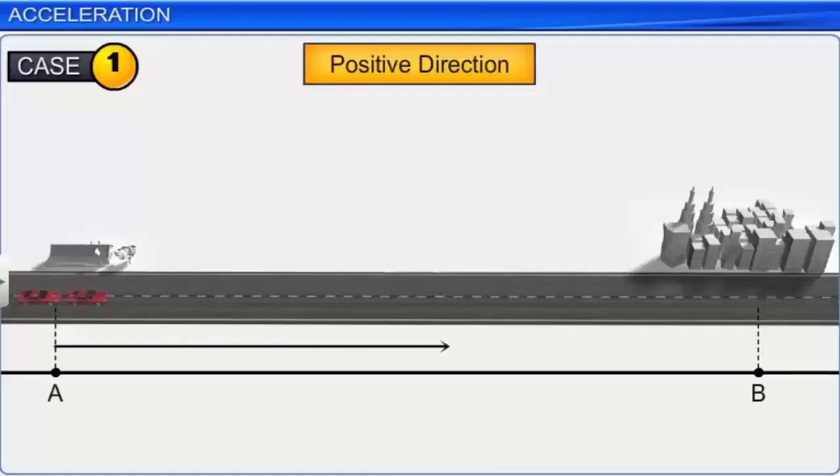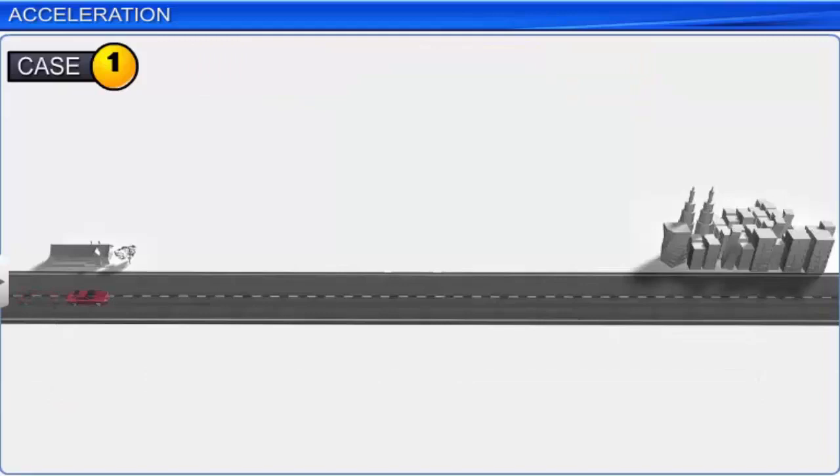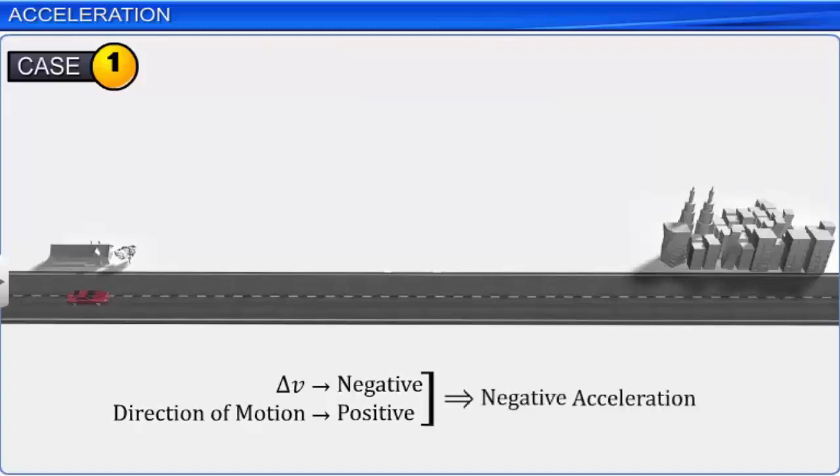That is, from A to B, with a decrease in the magnitude of velocity. Here, delta V is negative and direction of motion is positive. Since the product of a negative and a positive value is negative, the acceleration in this case is negative.